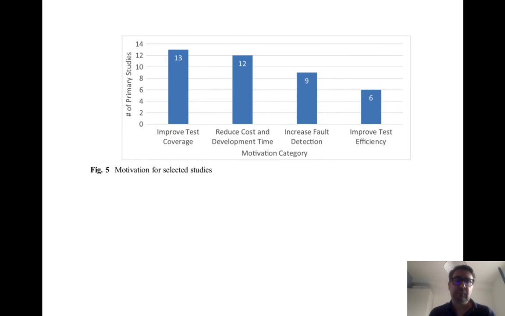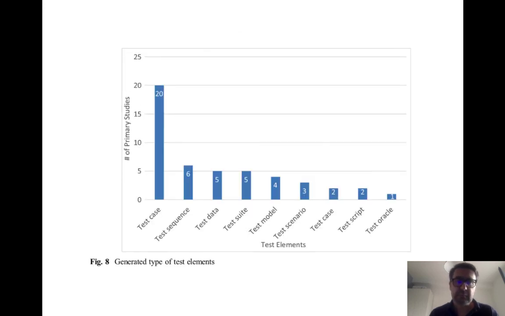We've already discussed this in previous lectures and modules. The type of thing being generated is often a test case, right? Test sequence is a little bit more abstract. Test data, I would say, is on the rise. So you see more and more tools focusing on test data, and then you have a few others with little focus on test oracles.